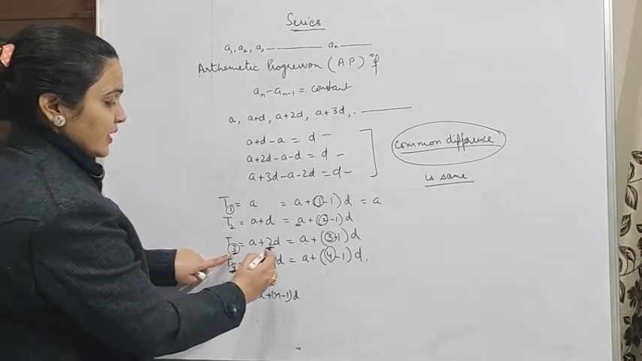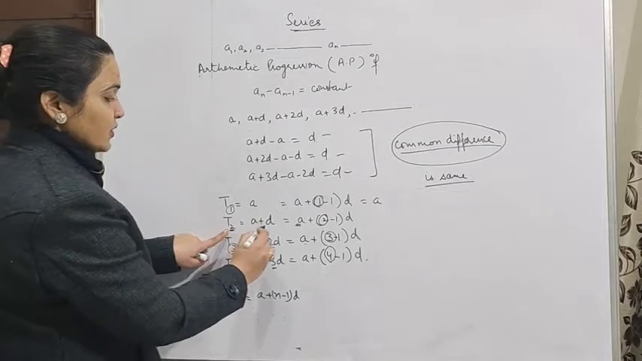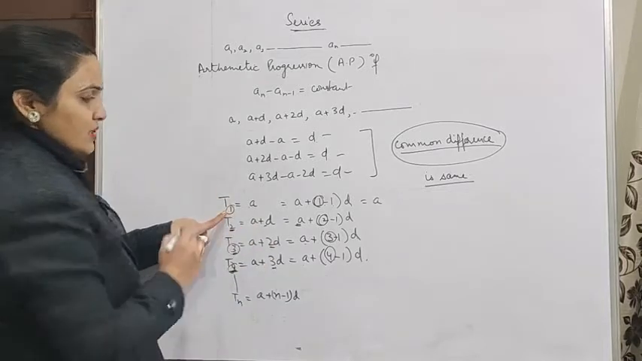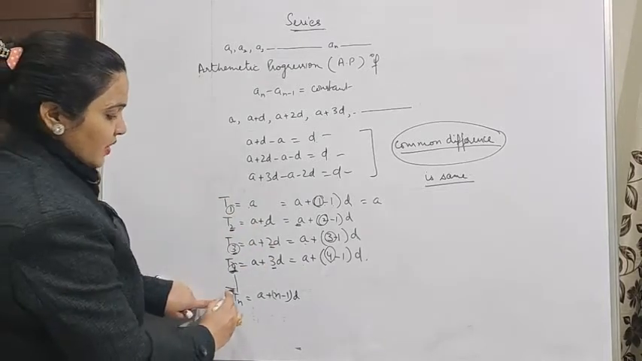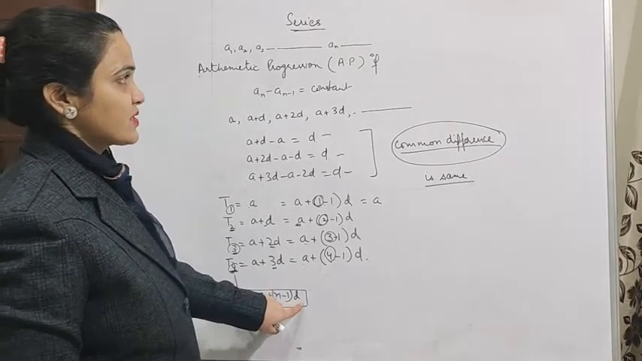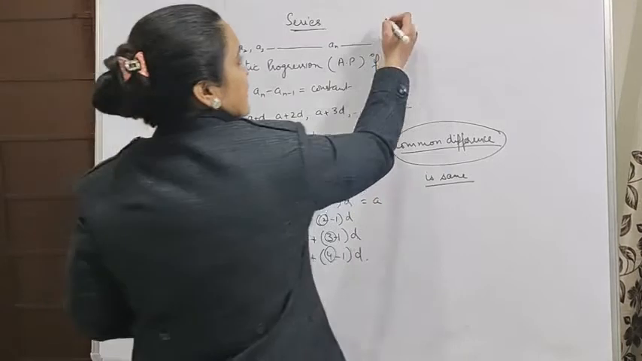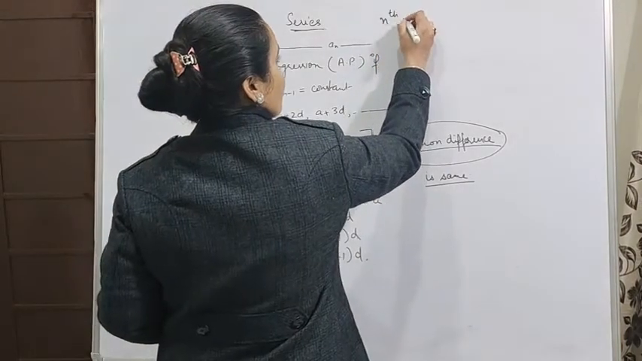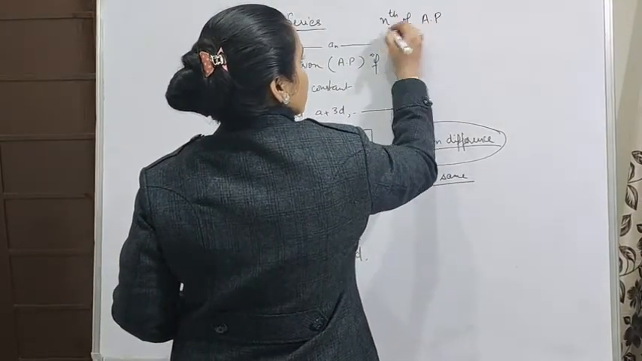यहाँ पे अगर 3 है तो यहाँ 2 है, यहाँ 2 है तो यहाँ 1 है, यहाँ 1 है तो यहाँ 0 है. So nth टर्म हम कैसे लिखेंगे? A plus n minus 1 times D. So what is nth term of arithmetic progression?